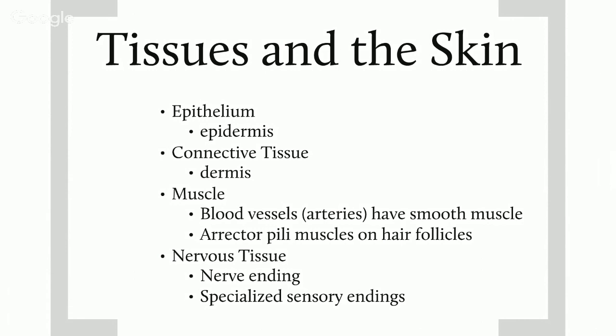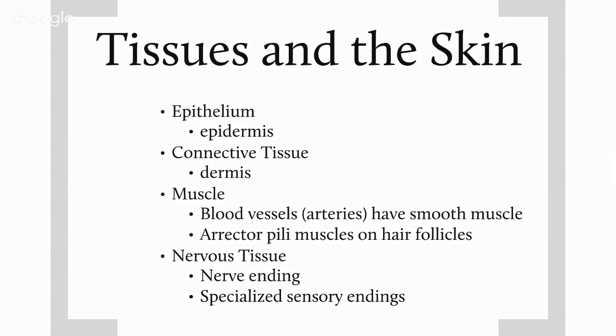I have listed there nerve endings and specialized sensory endings, because the nervous tissue can work in two different ways. Either there are nerves that end that directly interact with the stimuli, like temperature and pain and those sorts of things. The nerve endings themselves are dealing with that.